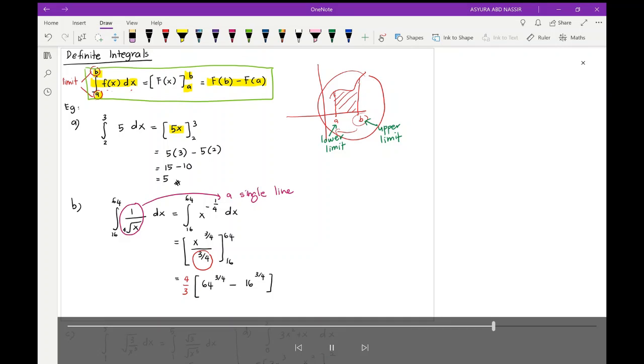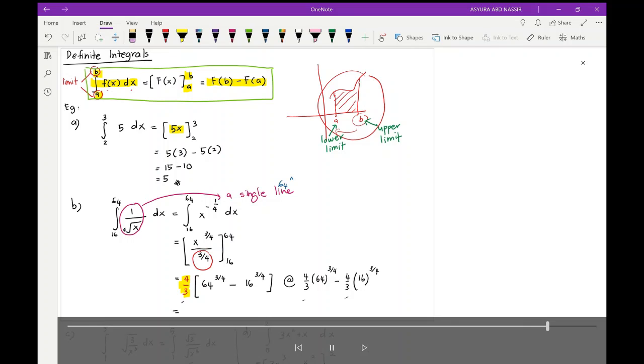Remember, please simplify your 3 over 4. When you simplify, you will get 4 over 3 multiplied with the 4 over 3. So you can factorize your 4 over 3 outside, or you can also expand into the bracket. So it will be 4 over 3 times 64 power 3 over 4, and then minus 4 over 3 times 16 power 3 over 4. You will get the same answer.